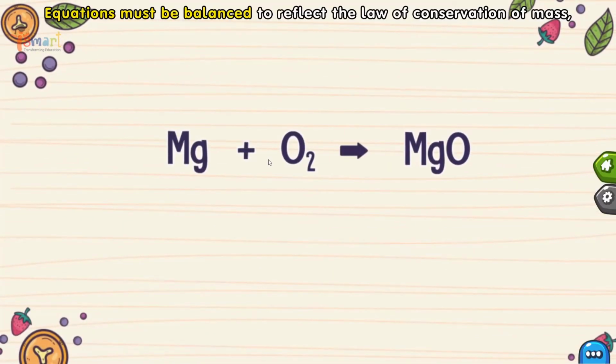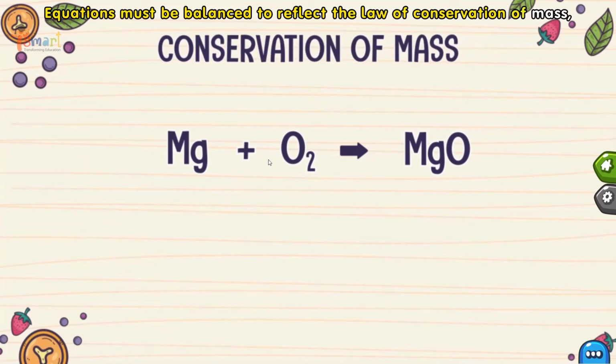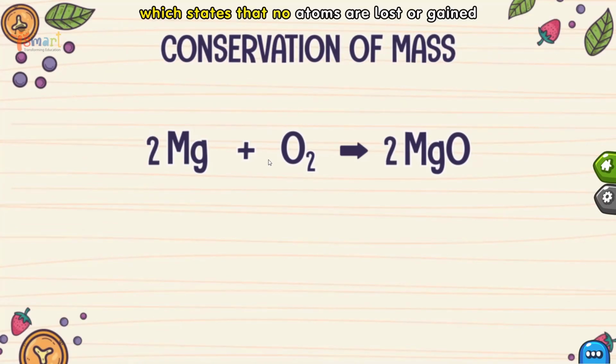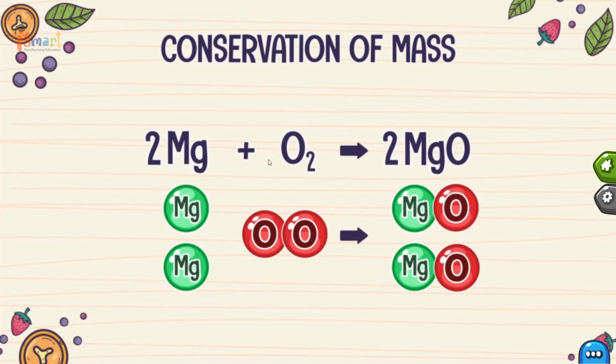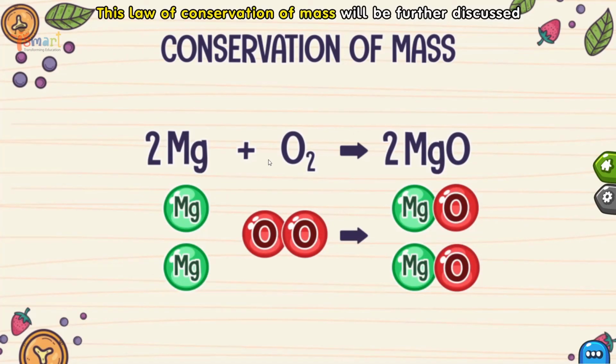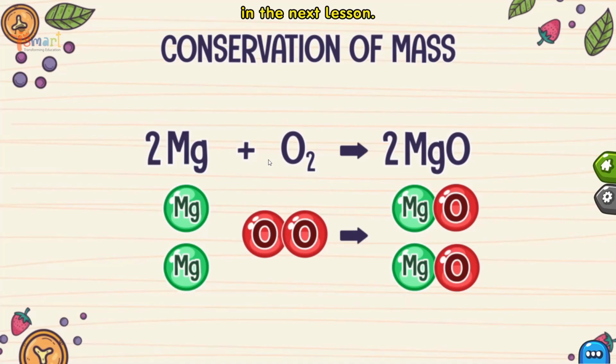Equations must be balanced to reflect the law of conservation of mass, which states that no atoms are lost or gained over the course of a chemical reaction. This law of conservation of mass will be further discussed in the next lesson.